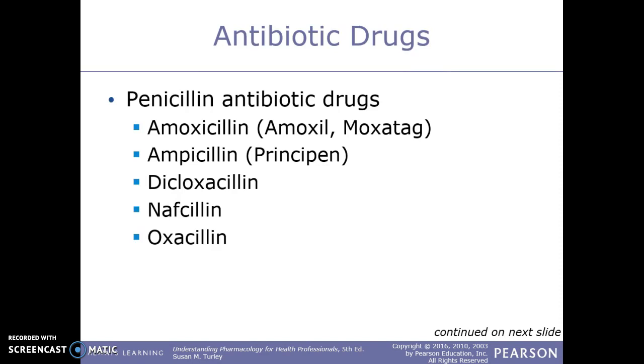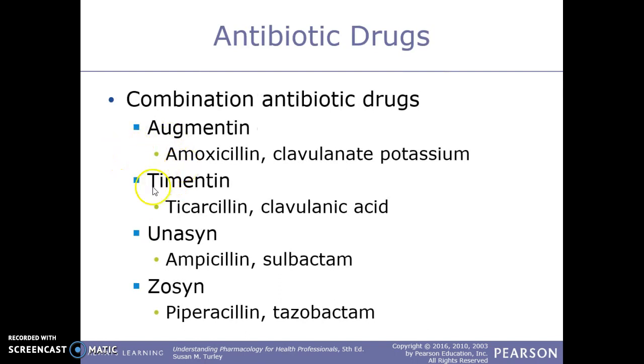Then we have other groups like Augmentin, which is amoxicillin. We've got Timentin, we've got Zosyn, Unasyn. These are all combination drugs, so they have a penicillin in them along with something else. And then they're going to talk to you a little bit about how we discovered this category of drugs and how they became used frequently. They talk a little bit about when this happened, who was the first person that was actually injected with penicillin. So a lot of historical information when we talk about the antibiotics.